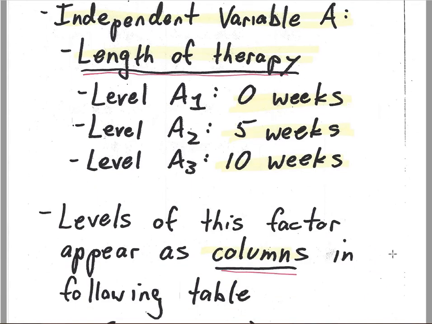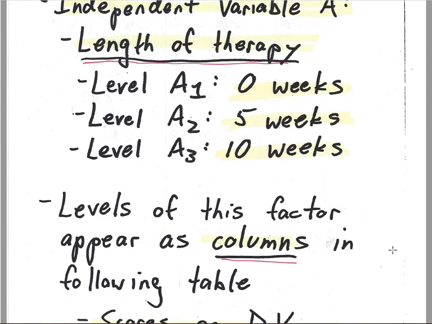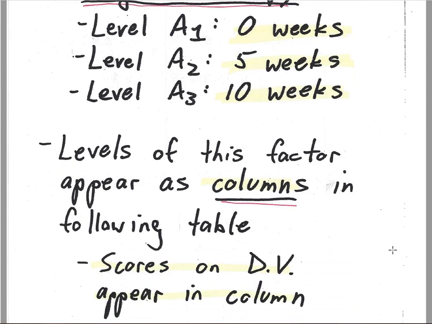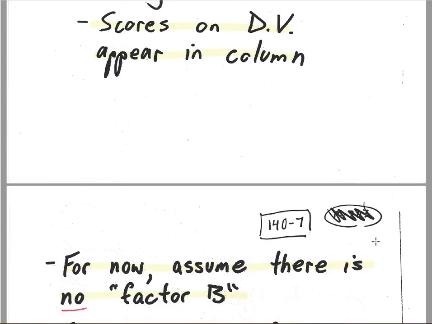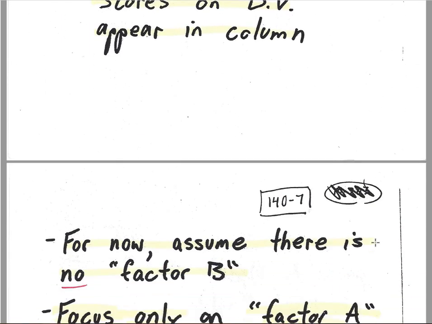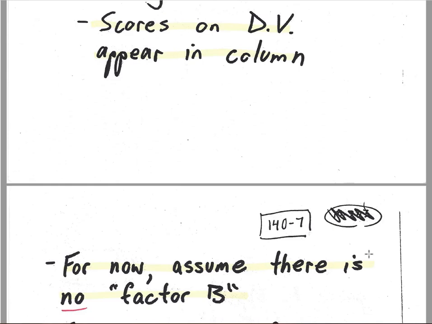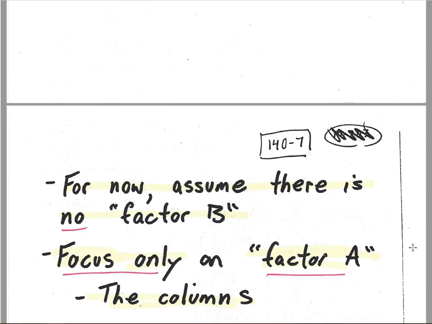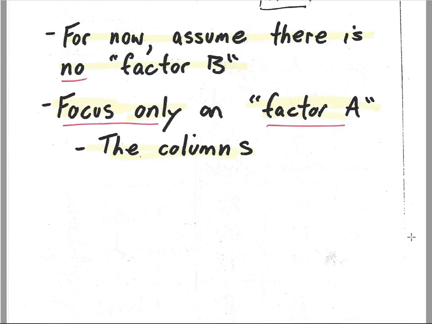The levels of this factor appear as columns in the following table. Scores on the dependent variable appear in the column. For now, let's assume that there is no factor B, which I'm going to describe in a few minutes. For now, let's pretend the only factor in the investigation is factor A, length of therapy. Focus only on factor A, the columns.